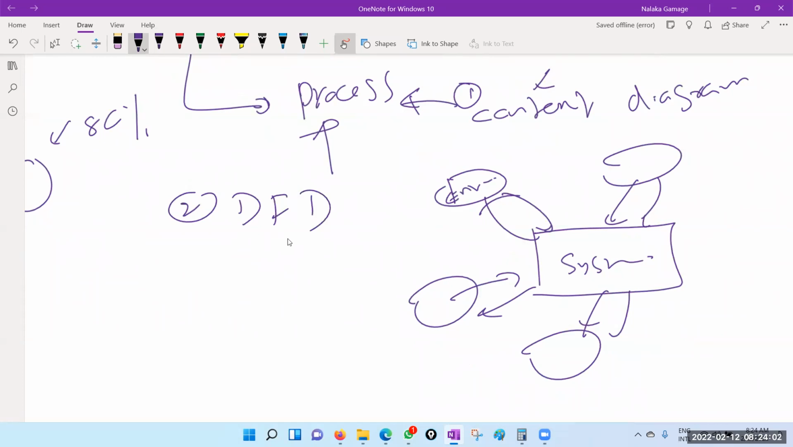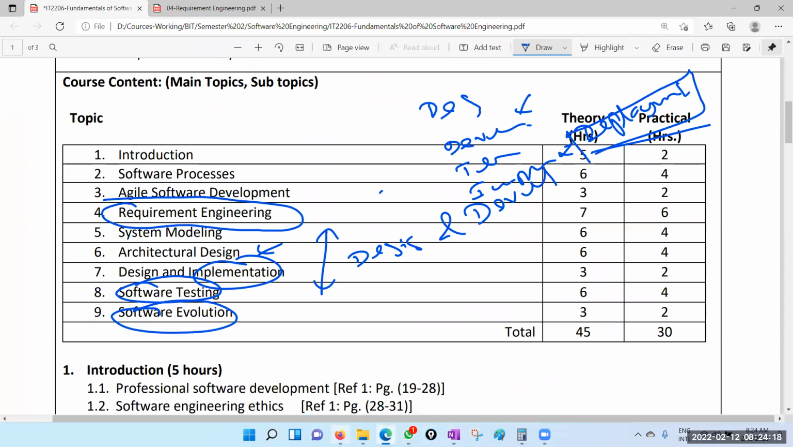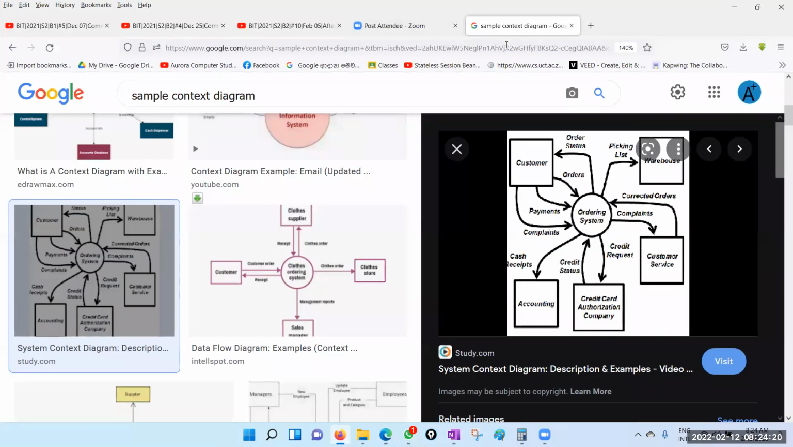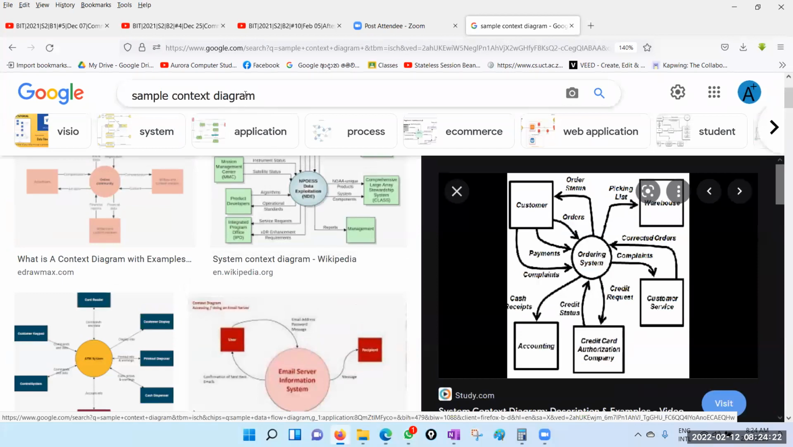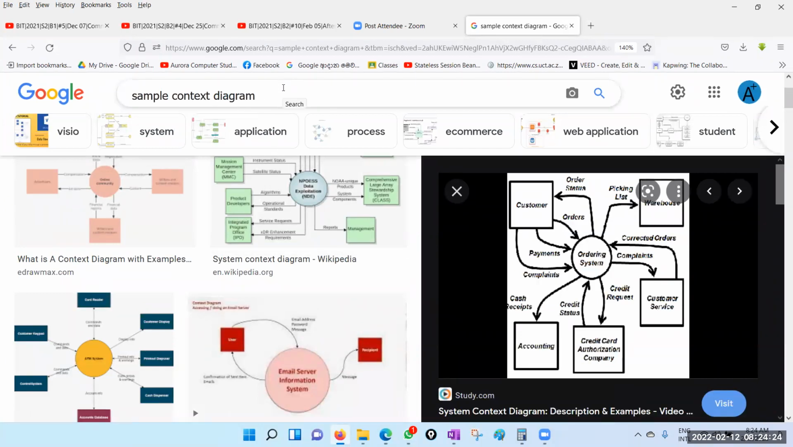Data flow diagrams. In the context diagram, your system is a black box. In the data flow diagram, your system becomes a white box, a glass box. Now you can see the subcomponents, you can see the data sources. Okay, so let's take an example, because it's not directly in your syllabus, but I don't want to keep some gaps, right? When you go to the industry, data flow diagrams matter.